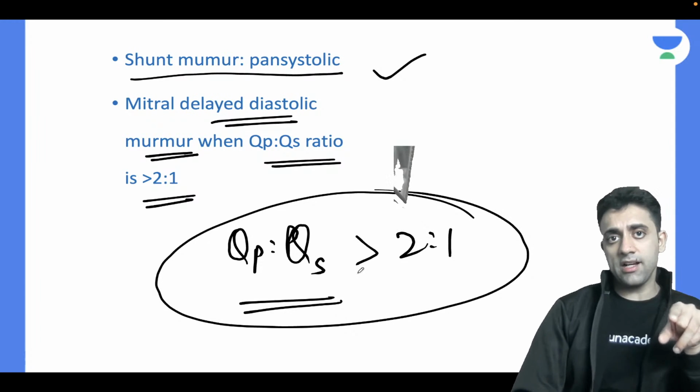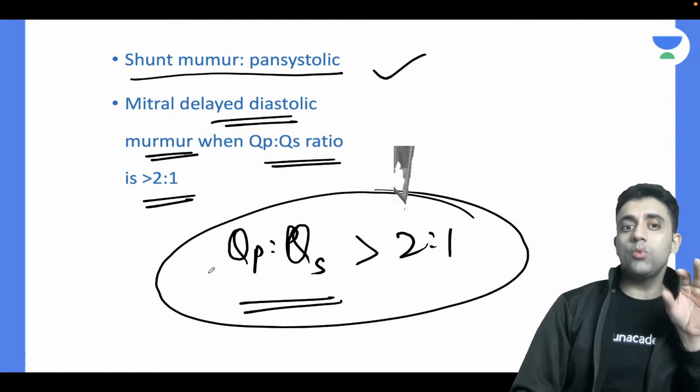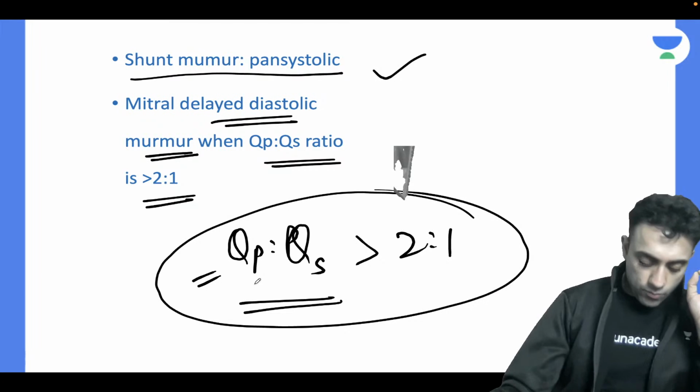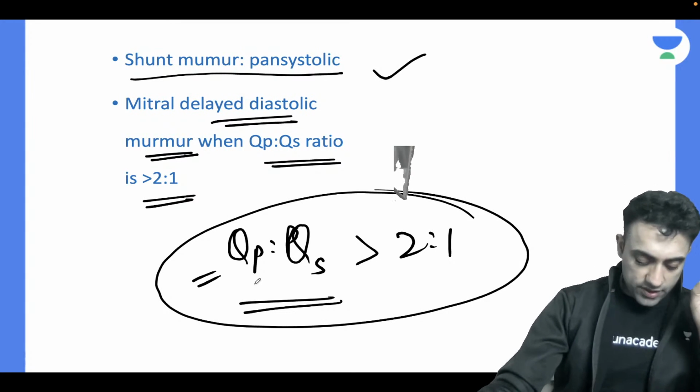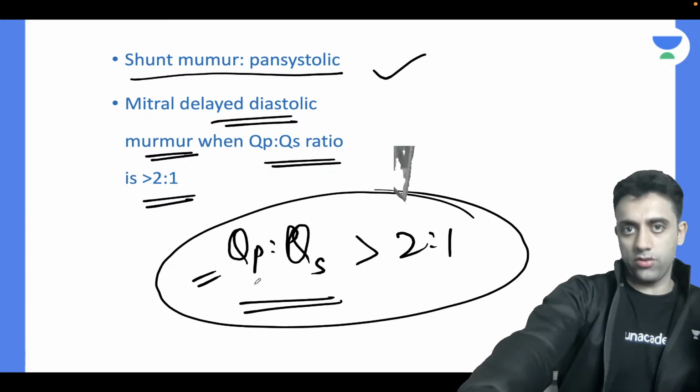So in the mitral area, where you're getting a delayed diastolic murmur because of VSD, the QP/QS ratio, the pulmonary to systemic ratio, should be more than 2:1. Exactly. Yes, Tavan, you are right. This is one extra point, just write it in your notes.